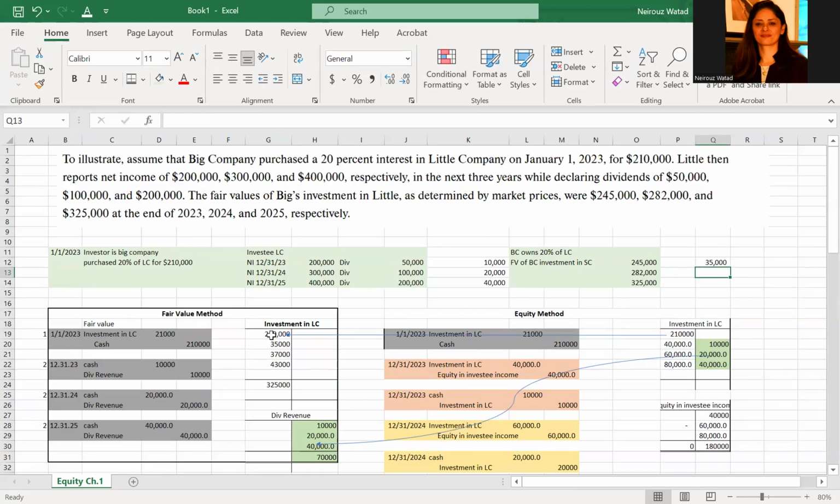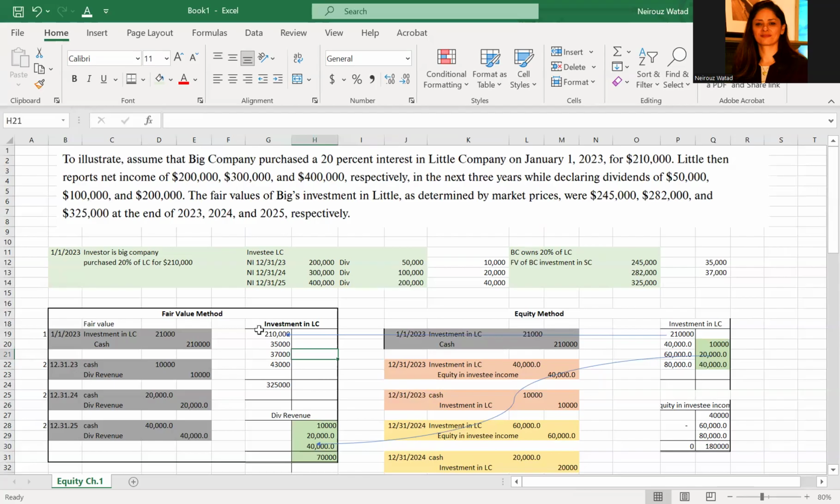Now, how much do we have here? Let's see, the total value in the investment is 245,000, which is 210 plus 35. But the fair market value is 282. So it's going up. The stock value is going up by 37,000. Debit, investment in LC, and credit, unrealized holding gain.